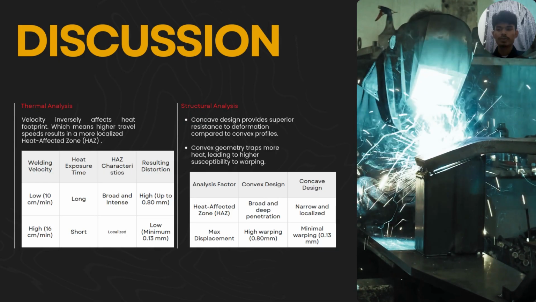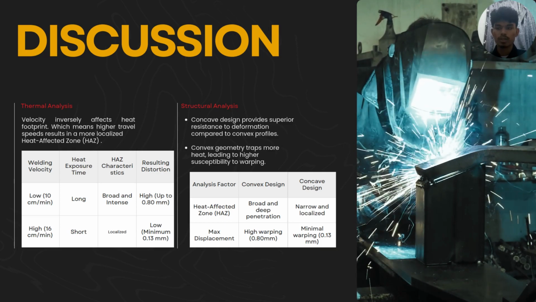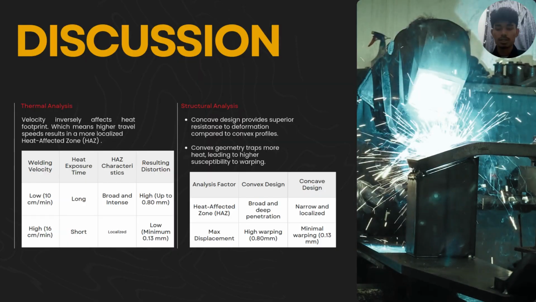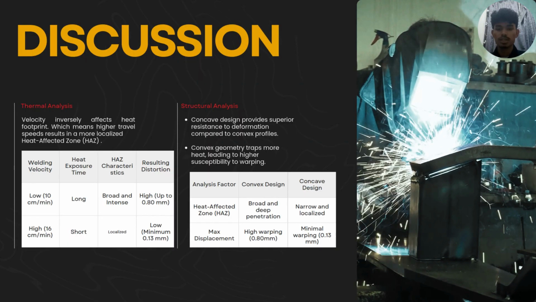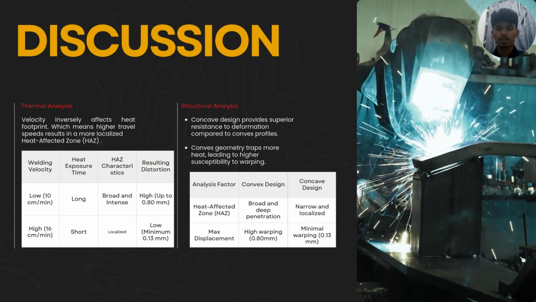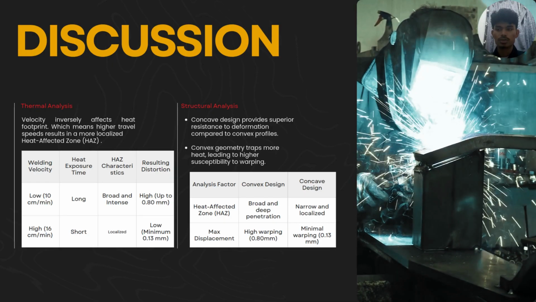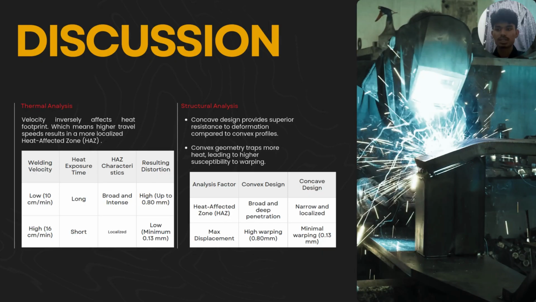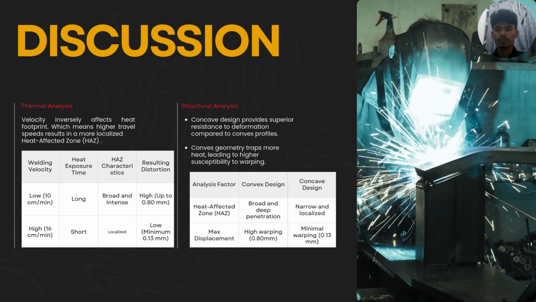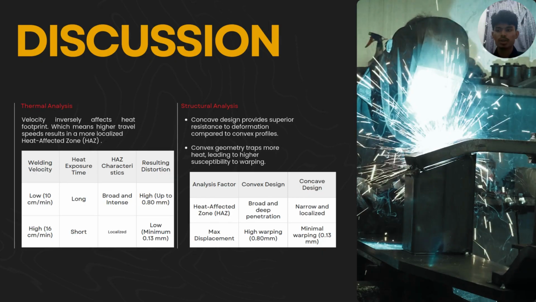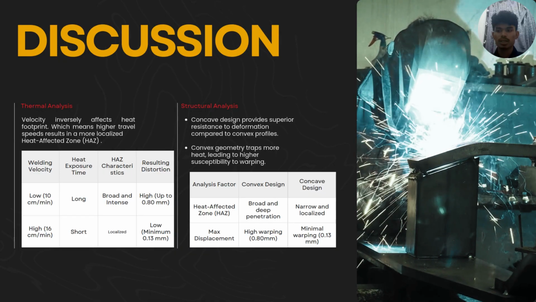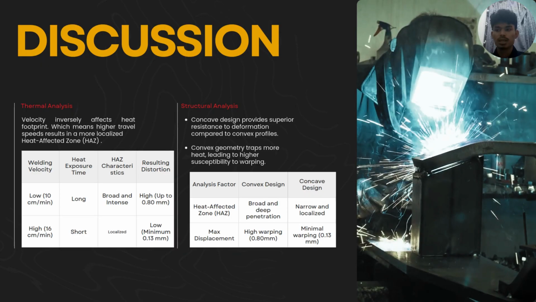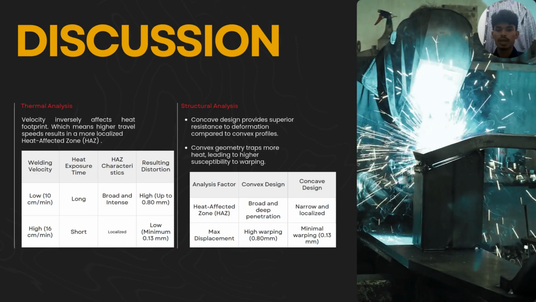So for this slide, we got two analyses. The first one is a thermal analysis, and the second one is a structural analysis. For the thermal analysis, velocity inversely affects the heat footprint, which means higher travel speed results in a more localized heat affected zone, or HAZ.